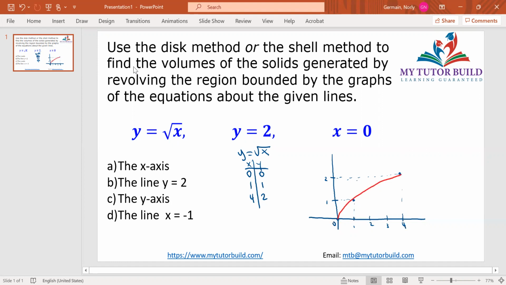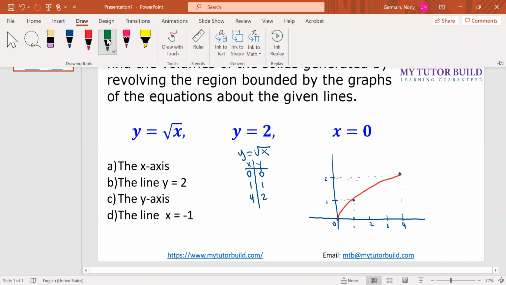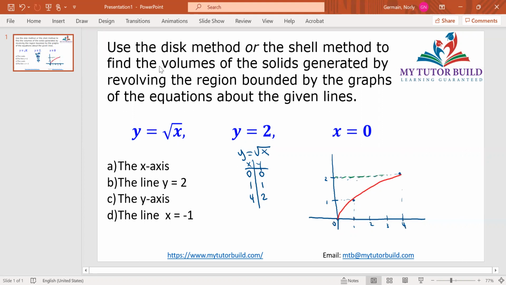Now, they also give us the line y equals 2, so we draw that line. This is the region, the shaded region we are interested in. Now, I'm going to use this to answer these 3 questions.